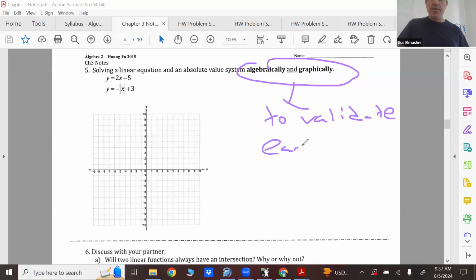To validate each other. You want the graphical solution to validate the algebraic and vice versa. So you want an agreement. So the more ways you do it, you get more validation. So that's what's happening with that one.